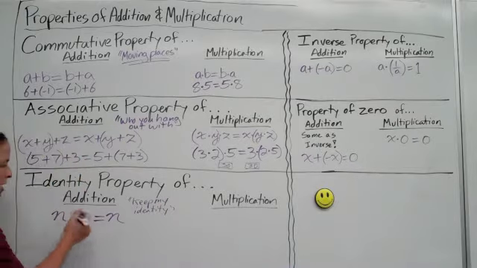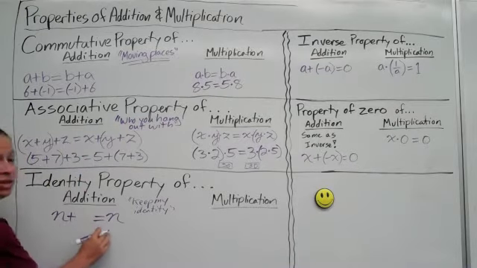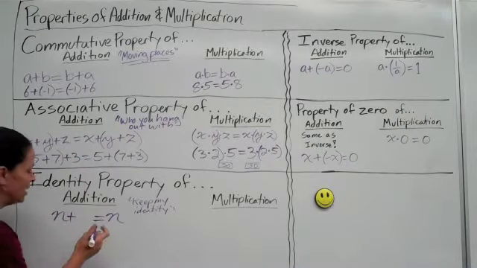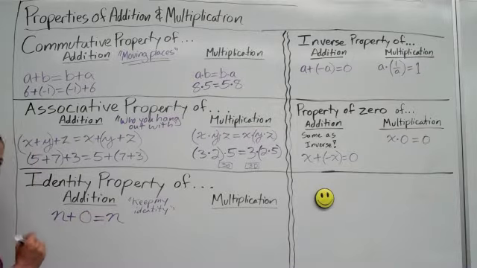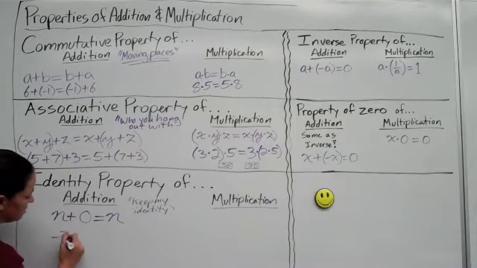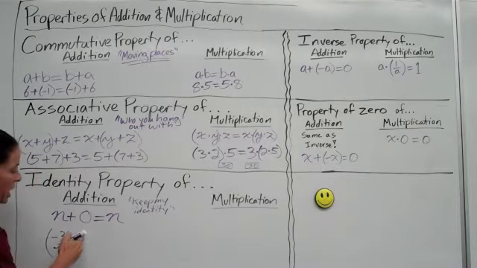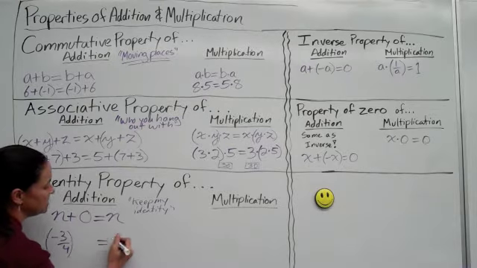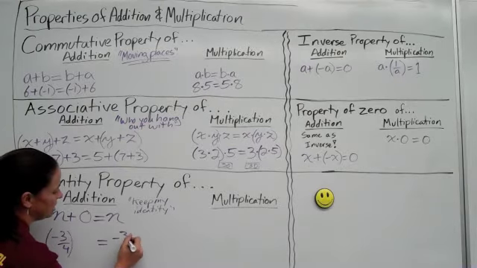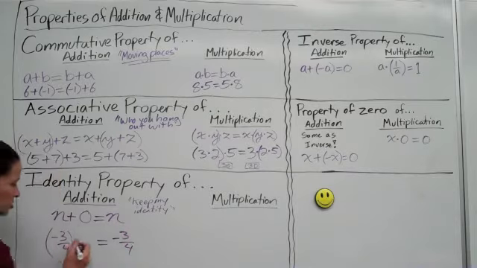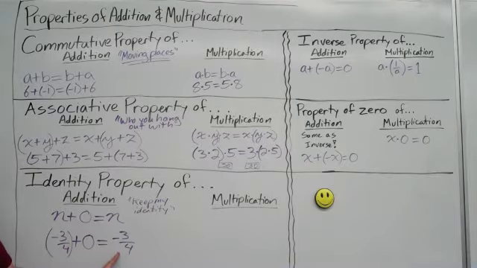Okay? What can I add to n so that I stay an n? Yep, you are correct, a 0. Try it with a number. I always wanted to be a -3/4. So what can be added to me so that I still am a negative 3/4? Well, you can add a 0, because any number plus 0 ends up staying that number. That is your identity property of addition.